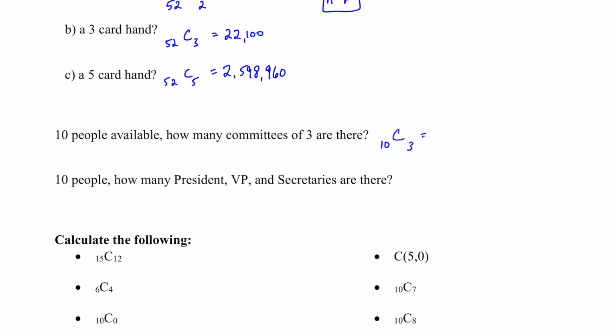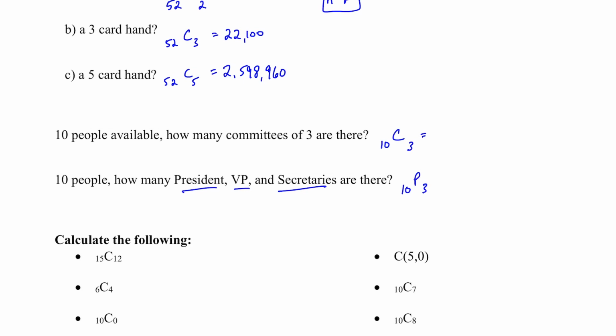10 people. How many president, vice presidents, and secretaries are there? Well, I threw a little trick question in here to see if you're going to remember the past. So now, suddenly you have a president, a vice president, and a secretary. This is not a committee with 3 equal people. These are 3 very unequal people. So order matters here. So it's 10P3.